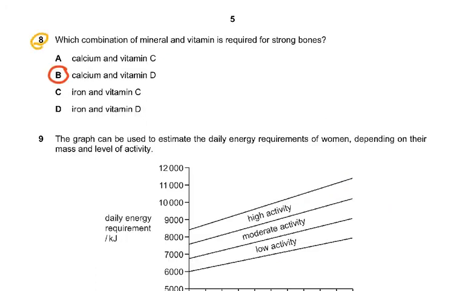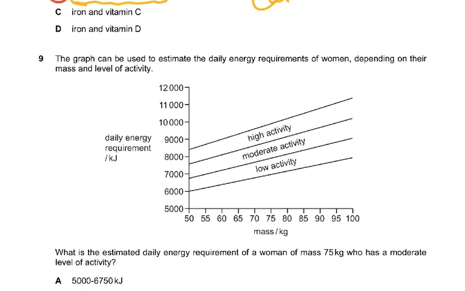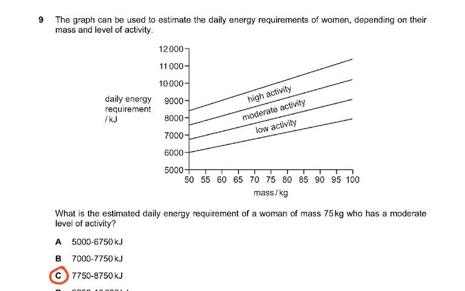Question number 8. Which combination of mineral and vitamin is required for strong bones? That's very obvious. Strong bones means we need calcium, and we need calcium to be deposited as calcium phosphate, and we need vitamin D for the absorption of calcium. So basically it was calcium and vitamin D which is required for number 1 strengthening of the bones and number 2 for the absorption of calcium in your intestines.